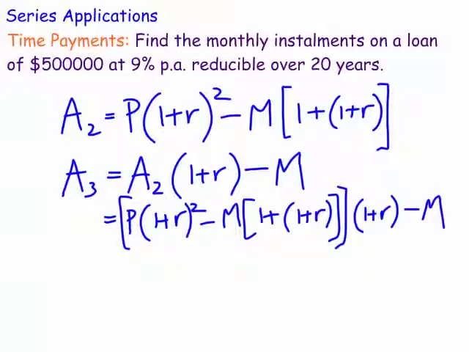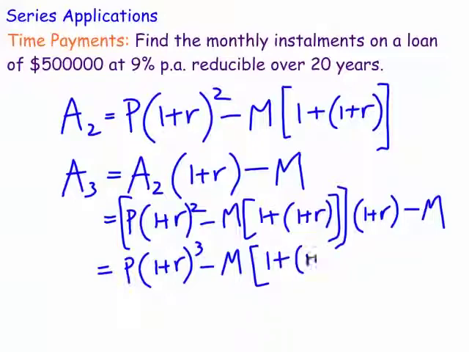Now when we multiply all this out, we'll get P(1 plus R), now it becomes cubed, minus M. We have now, this final M has a 1 on it, but we have (1 plus R) plus another (1 plus R) squared.